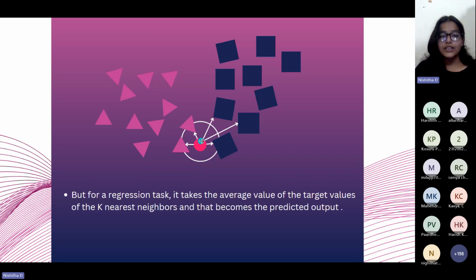But how about for regression? For regression tasks, it'll take the average of all the target values of those k nearest neighbors, and that average value will be the predicted output by the model. So each of these k nearest neighbors will have target values, right? So it'll sum all of them, take the average, and return that as the predicted output. So that's how this model works for regression tasks.